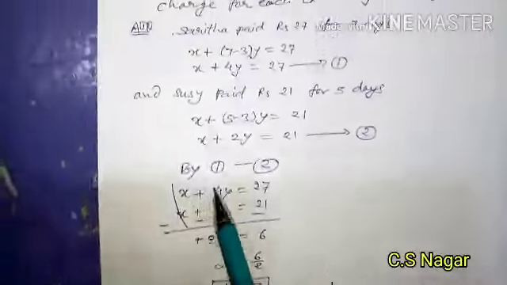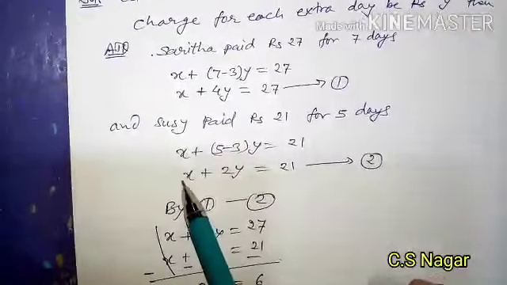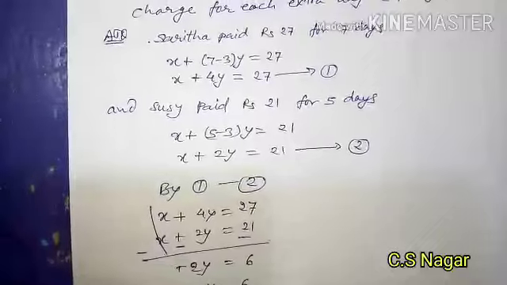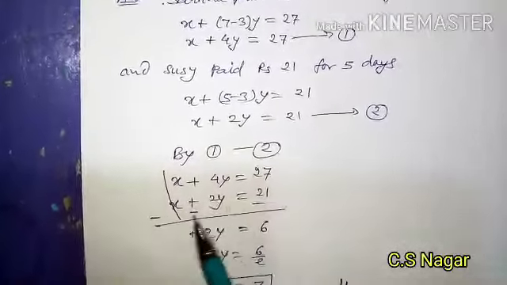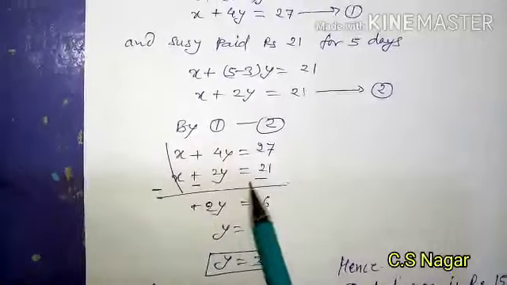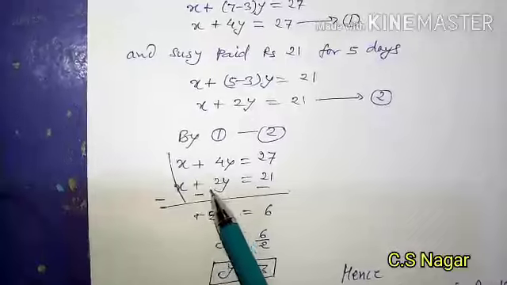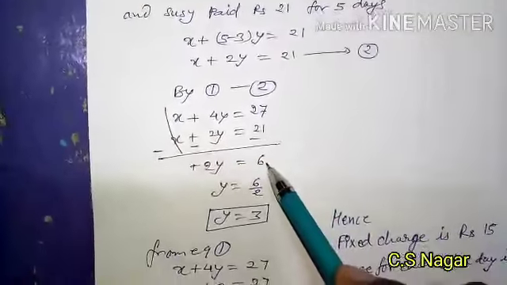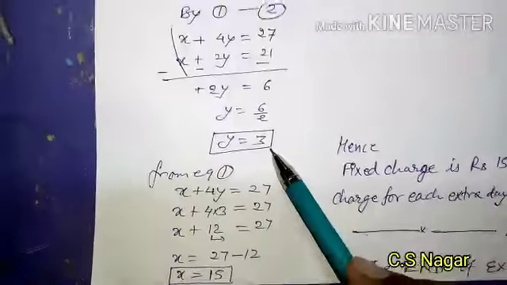By 1 minus 2. Once again observe: the coefficients of x are equal, and their signs are also the same. So by 1 minus 2, first write equation number 1 and this is equation number 2, and subtract these two equations. Change the sign. x cancels out. 4y and minus 2y, so only plus 2y remains. 27 minus 21 is 6. So y is equal to 6 by 2, that is 3.